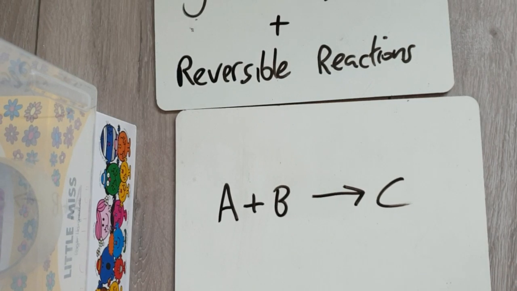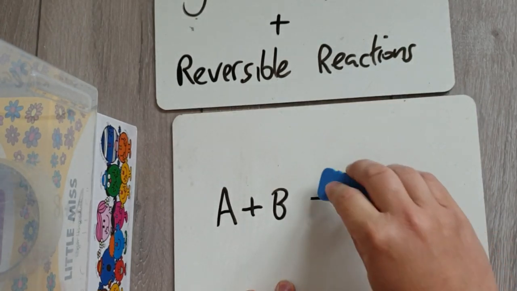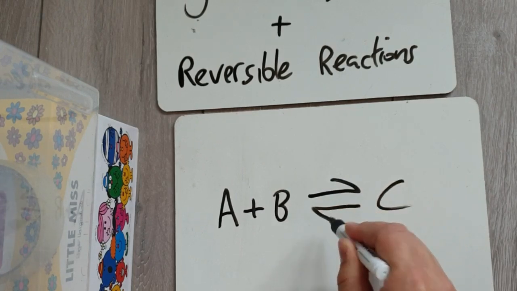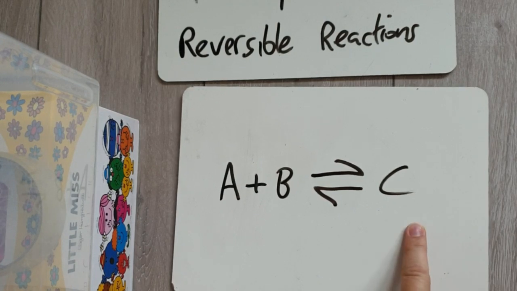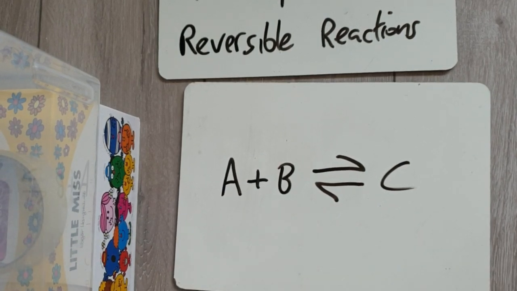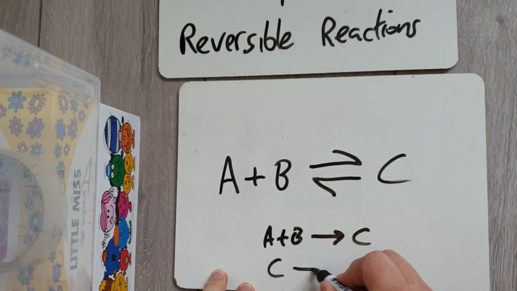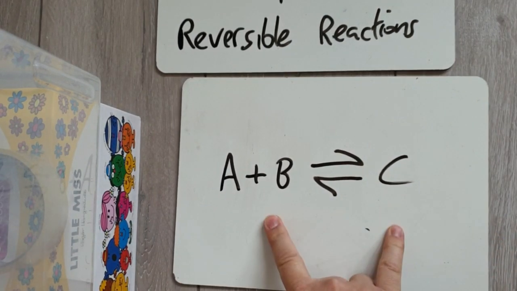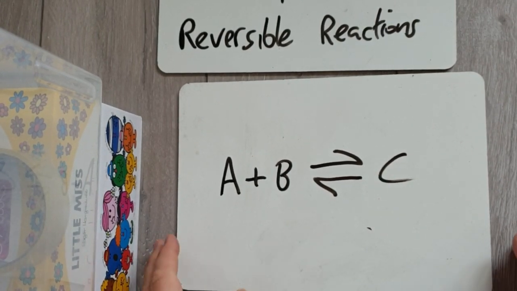So reversible reaction. You've got your standard reaction: A plus B makes C, with this important arrow. In a reversible reaction, we don't use that arrow. We use a reversible reaction symbol, which means A and B can make C, but C can also make A and B. It's like having the reaction A plus B makes C and the reaction C makes A and B, and you just combine them together into one. So that's a reversible reaction. If you see that symbol, it's the symbol for a reversible reaction.